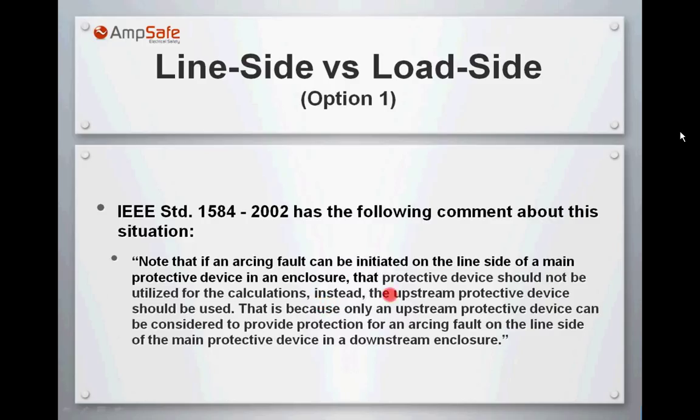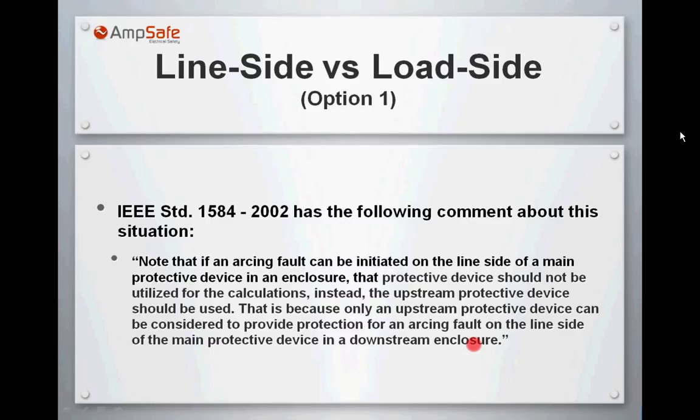Instead, the upstream protective device should be used, the one that is above that main overcurrent protection device. That is because only an upstream protective device can be considered to provide protection for an arcing fault on the line side of the main protective device in a downstream enclosure. Well, I think that's very clear to me. I don't know if it's clear to you, but it is for me, and that's coming from the mouth of the lion itself, IEEE standard 1584-2002. Enough for line side versus load side.